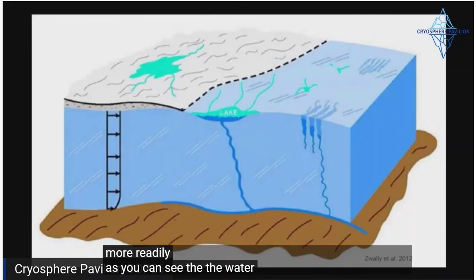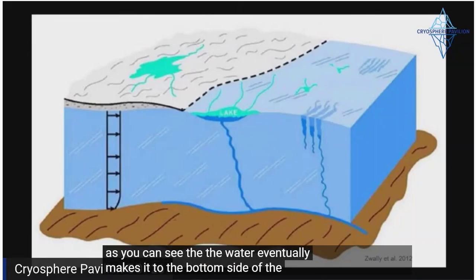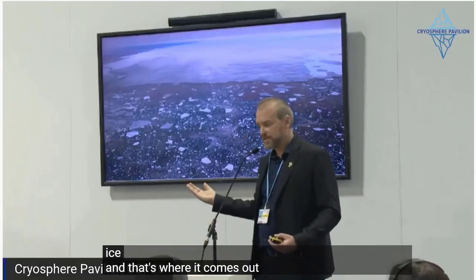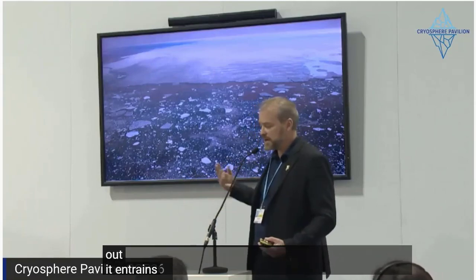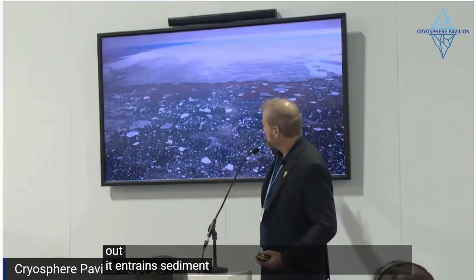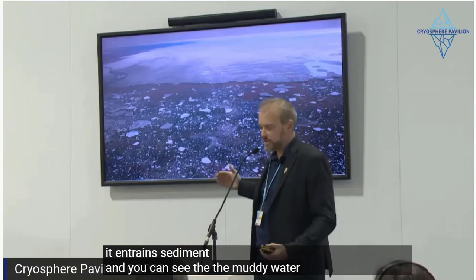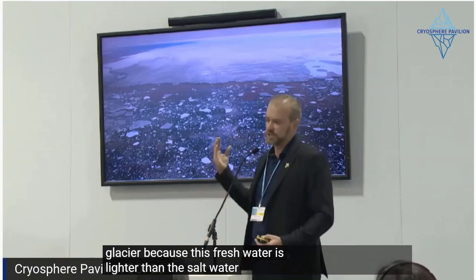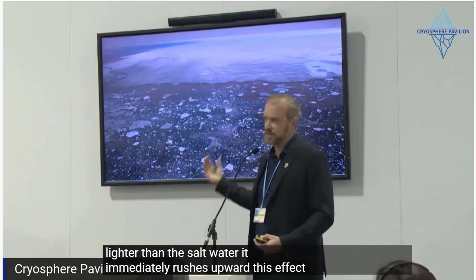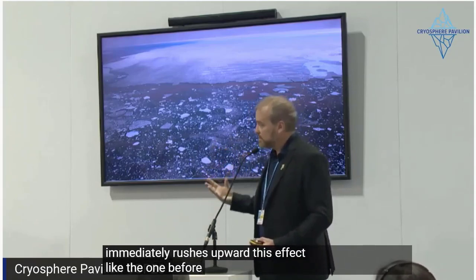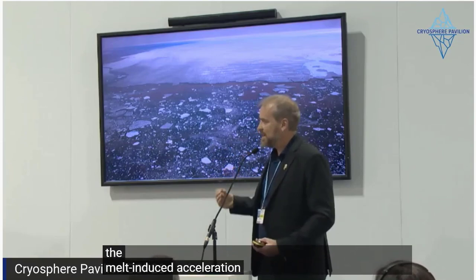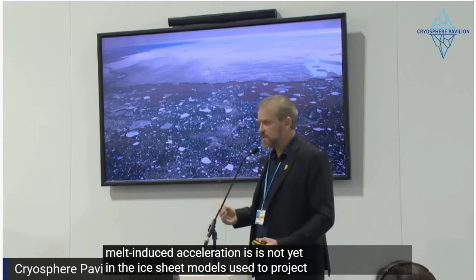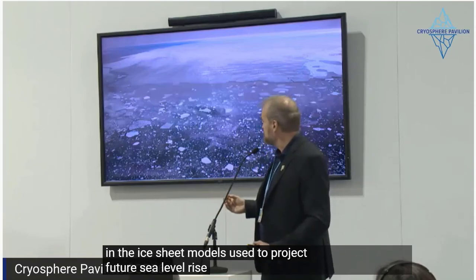As you can see, the water eventually makes it to the bottom side of the land ice. And that's where it comes out, it rushes out. It entrains sediment, and you can see the muddy water right up at the front of the glacier. Because this fresh water is lighter than the salt water, it immediately rushes upward. This effect, like the one before, the melt-induced acceleration, is not yet in the ice sheet models used to project future sea level rise.